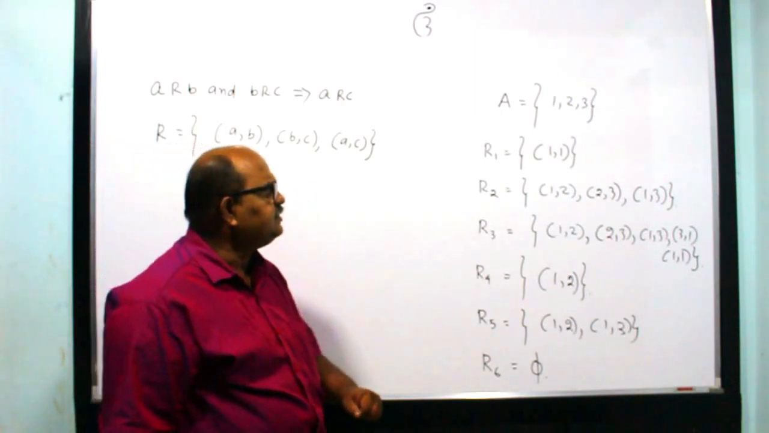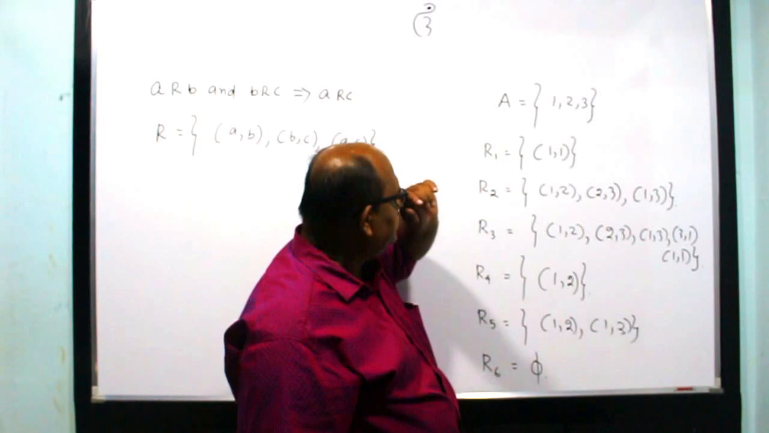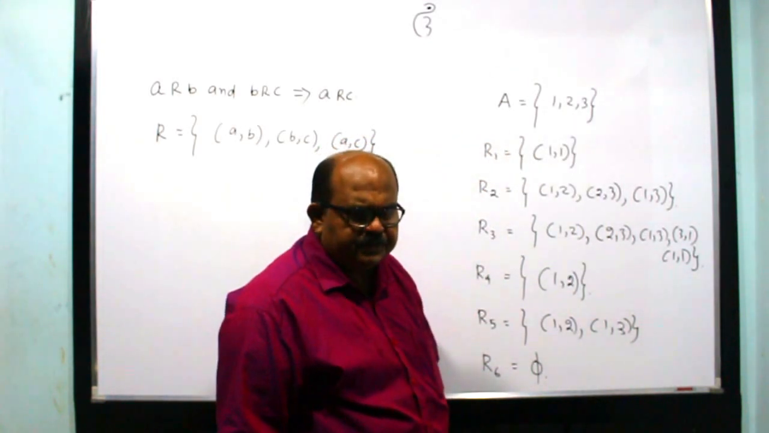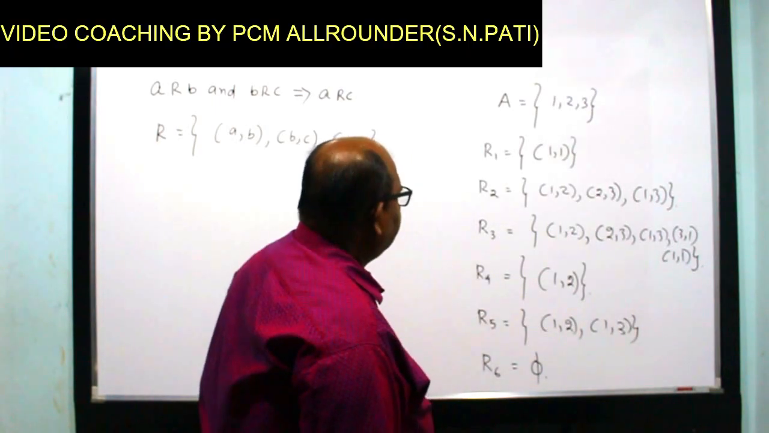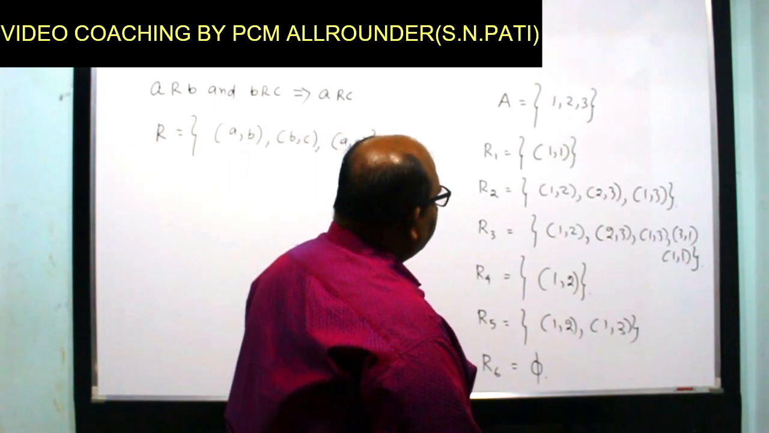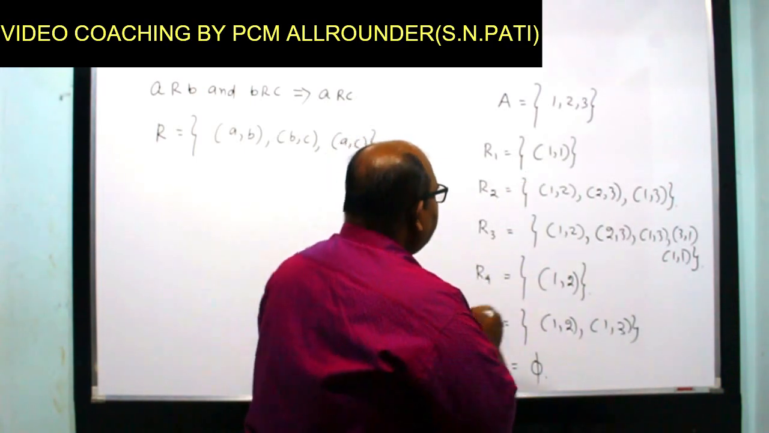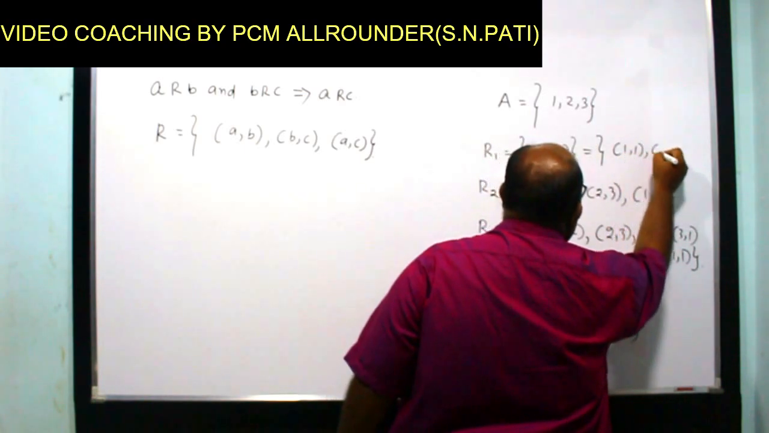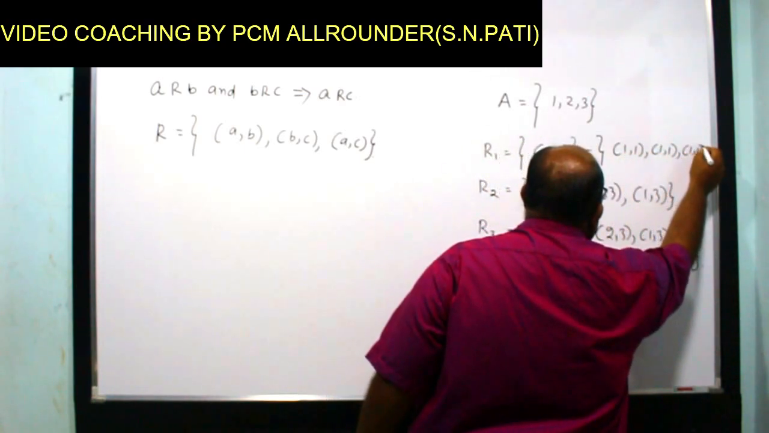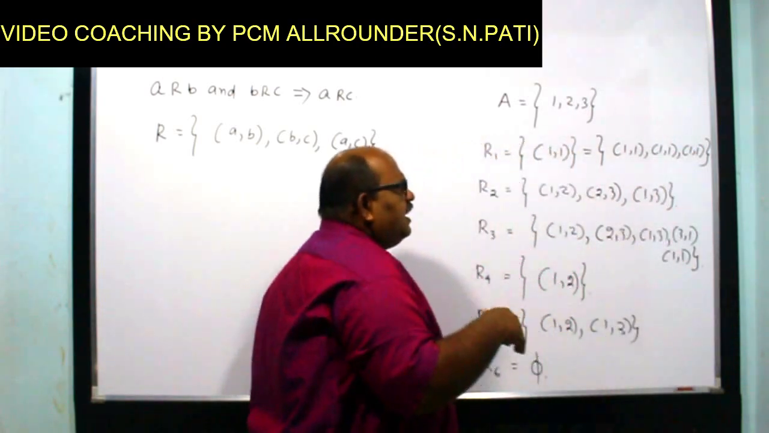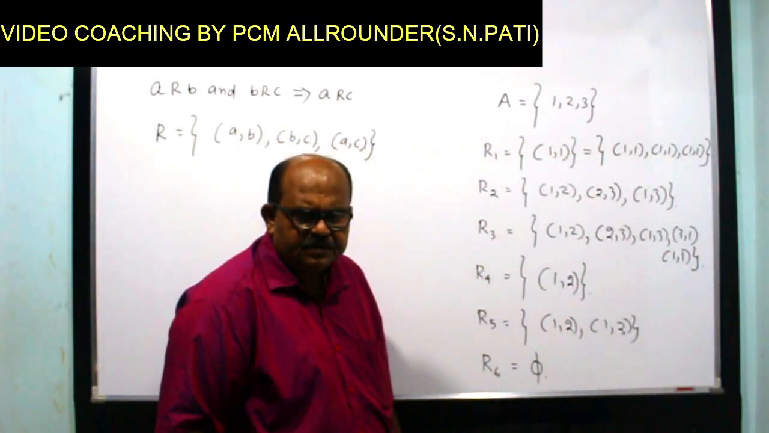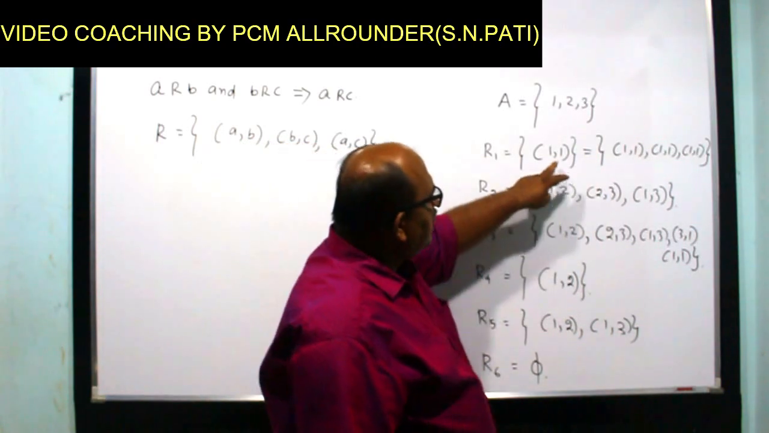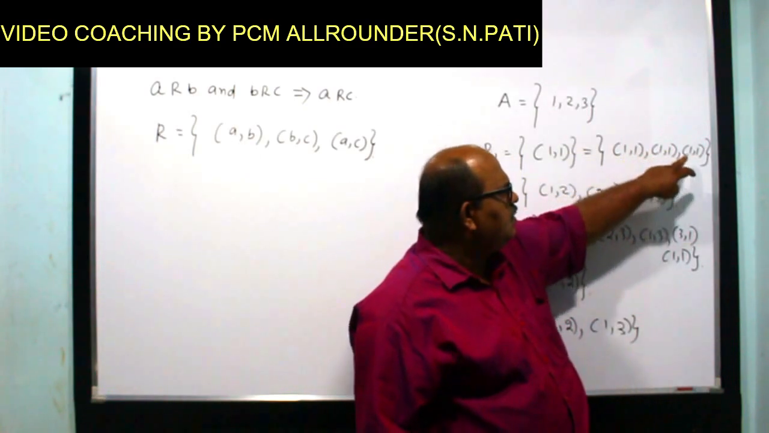Now come to some examples. Set A is equal to 1, 2, 3. R1 is equal to 1, 1. Is it transitive? Yes, it is transitive. Because 1, 1 means I can write 1, 1 three times. In a set, I can write the same element as many times as I want. So once 1, 1 means I can write 1, 1, 1, 1, 1, 1.